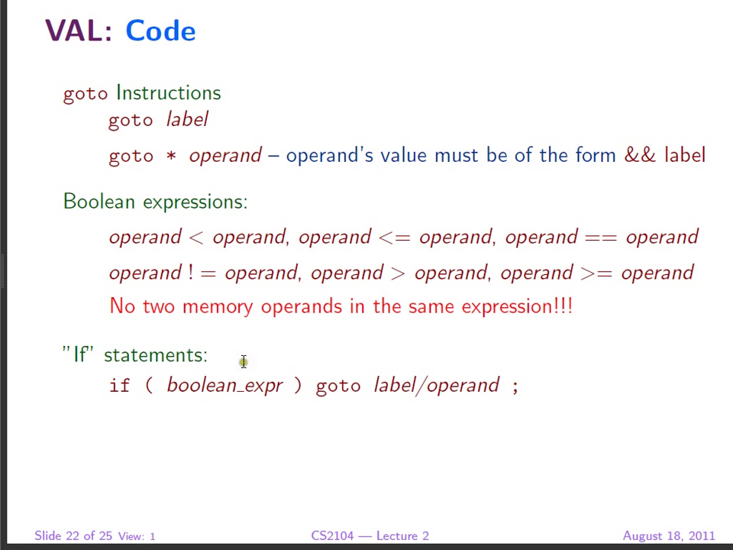We allow only one kind, a very simple kind of if statement. If Boolean expression, go to label or operand. So here we can have either a fixed go to or a computed go to. But we can't put an arbitrary number of instructions in here. We only allow go to. That's the only thing we allow here.